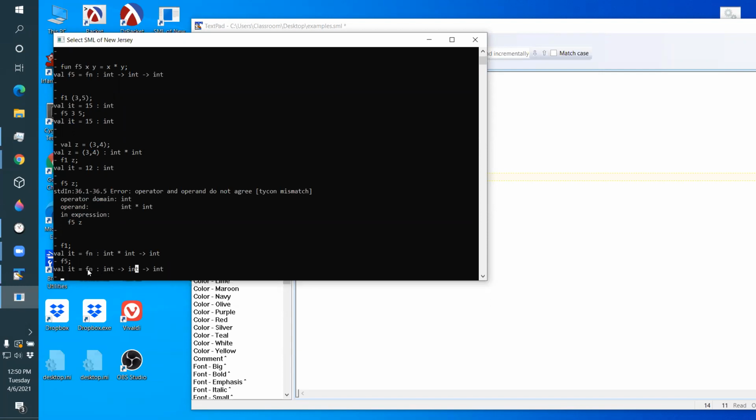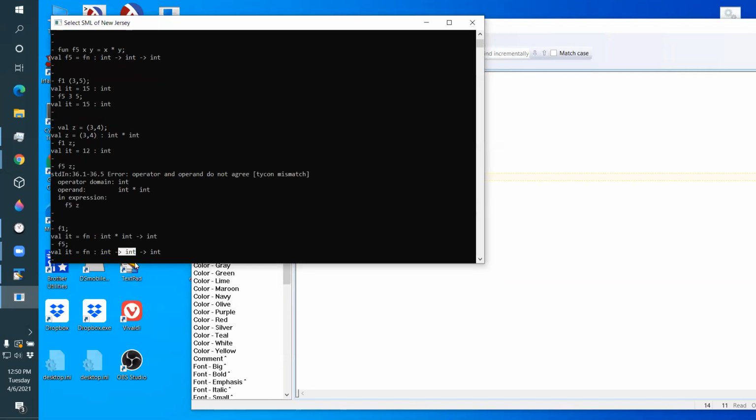The function actually takes in one int at a time. And after it's taken one int, then it's ready to take in another int. So that's why it says that its domain is just int, because first it needs to get one int before it can take in the second int. Okay, this is what's called currying. It takes some real getting used to what's going on here.